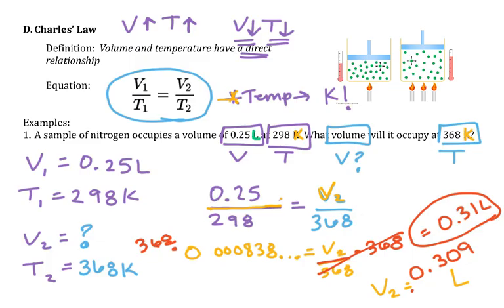I'm going to just round to 0.309, or I could also say 0.31 liters is the volume that it will occupy at that temperature. And again, with our relationships, as we look at this, temperature went up, 298 up to 368, which means we would expect our volume to go up. It started at 0.25, ending at 0.31, and so we did see that volume increase.